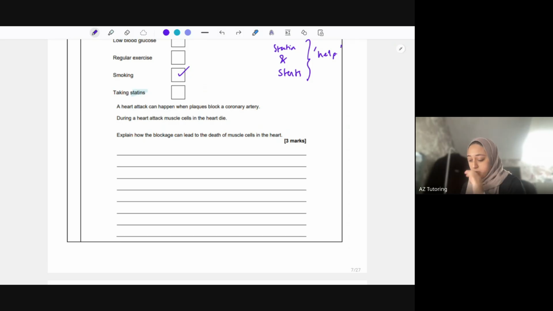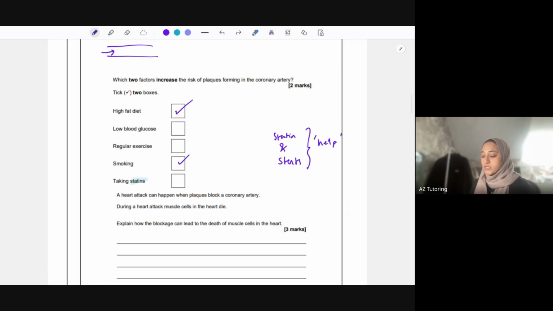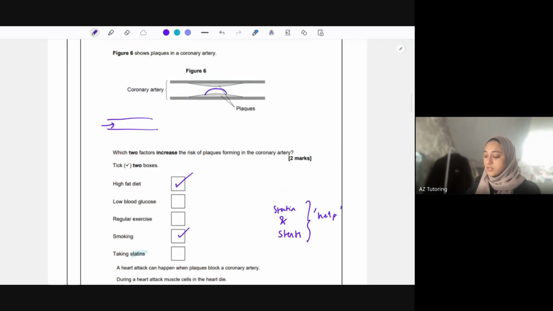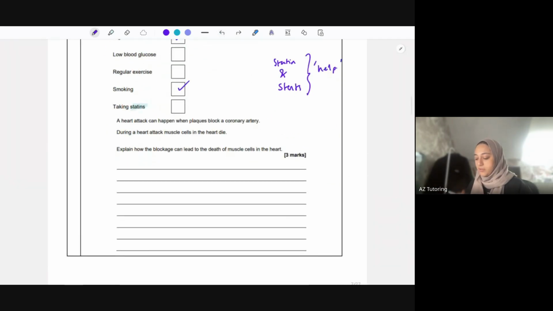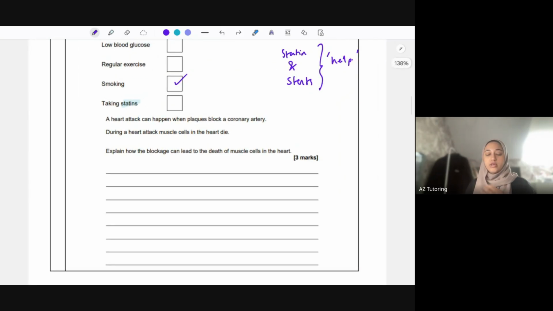So a heart attack can happen when plaque blocks a coronary artery, as we said. If this fatty deposit plaque keeps developing, it will eventually block it, like so, if you keep eating in the same way and you're not moving, and it's just that bad lifestyle. During a heart attack, muscle cells in the heart die.